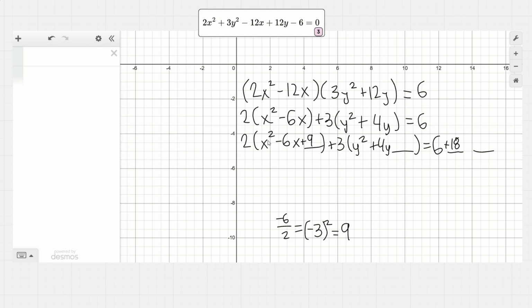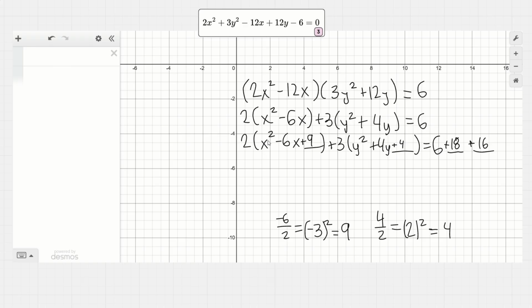Next, for the y term, let's half it. 4 divided by 2 will be 2. And 2 squared will be 4. Now we will put plus 4. And then, we're not going to put 4 here. Instead, we are going to multiply 3 outside by 4. So, 3 times 4 will be positive 12.